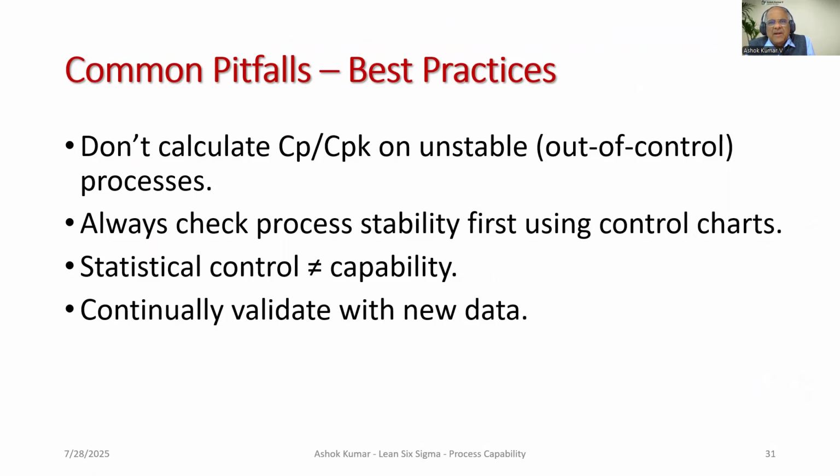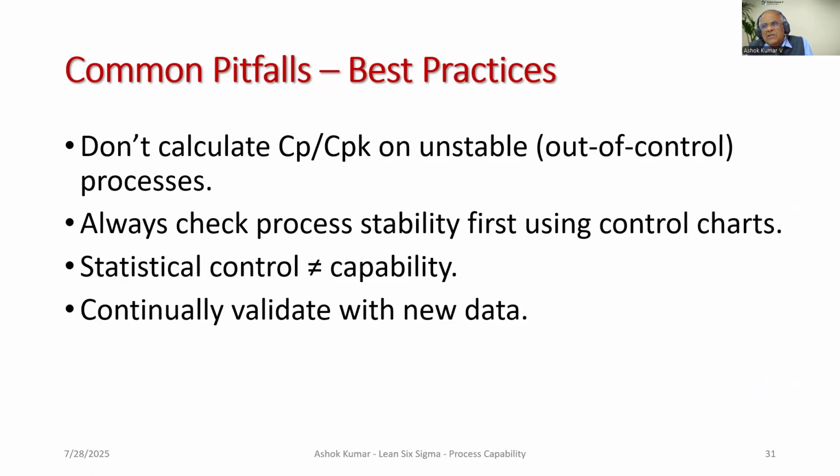Now, to end the session for all those practitioners, it's not just the theory, but when you are a Lean Six Sigma practitioner, you get into several learning situations. So the common pitfalls are: don't calculate on an unstable process. What is an unstable process? Where assignable causes and special causes are there and you don't get correct results. So the first thing would be to remove the special causes, make sure the process is stable, draw a control chart, and then calculate Cp and Cpk.